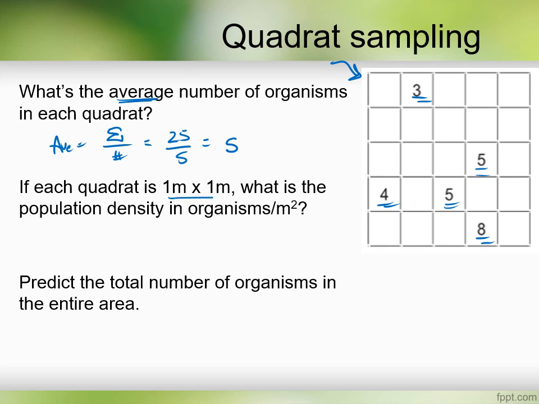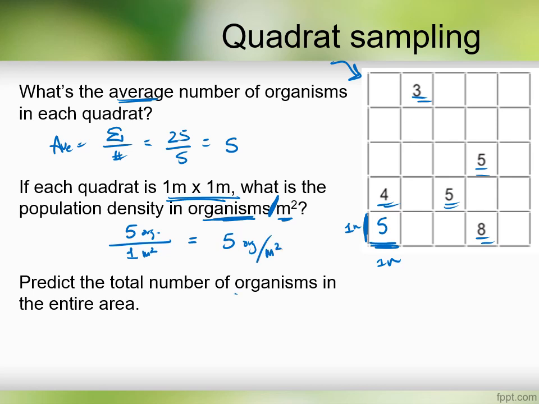If each quadrat has an area of 1 by 1 meter, what is the population density in organisms per meter squared? Remember that the slash is the same thing as a fraction bar. It means divided by. So the average total number of organisms per quadrat we decided was 5, divided by the area. 1 times 1 is 1 square meter per quadrat. And so our population density is 5 divided by 1, which is 5 organisms per square meter.